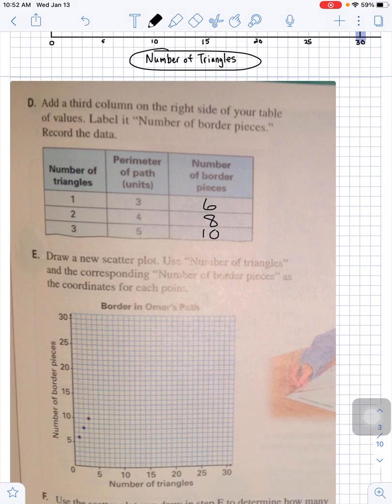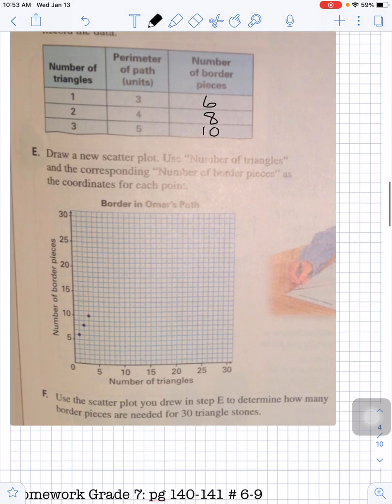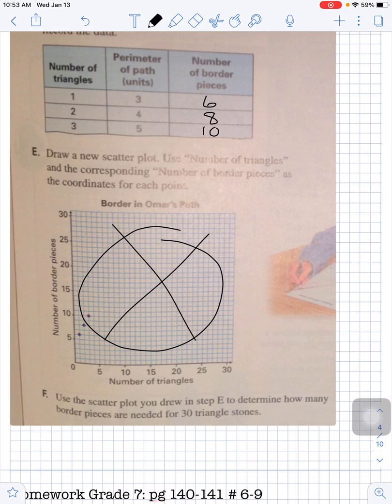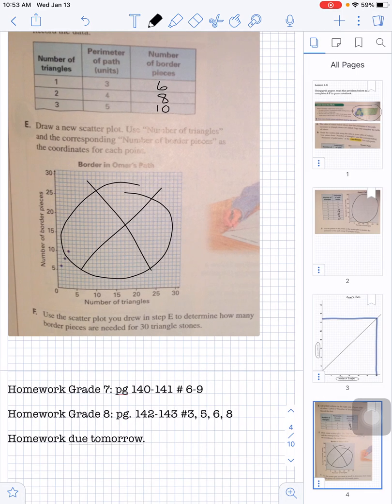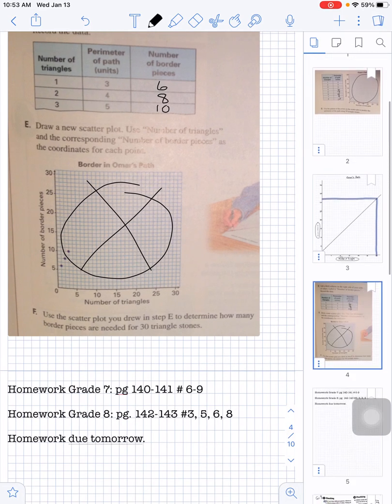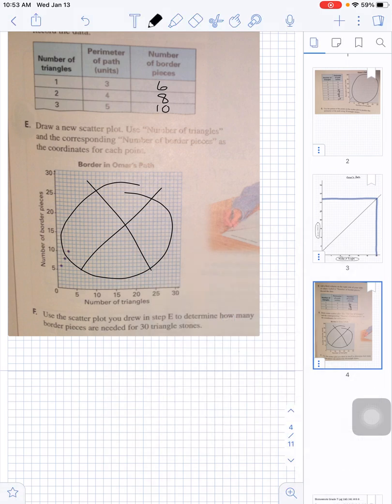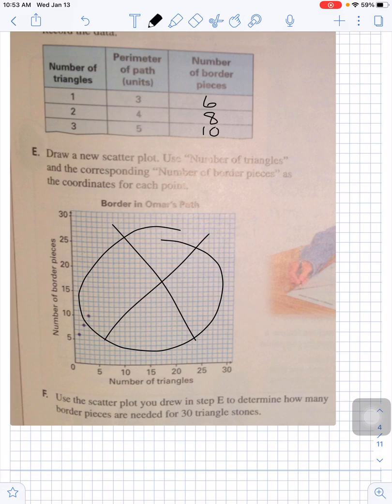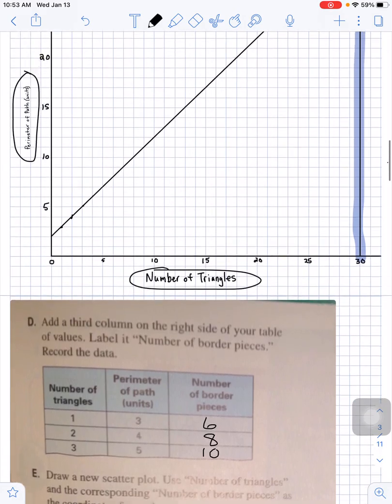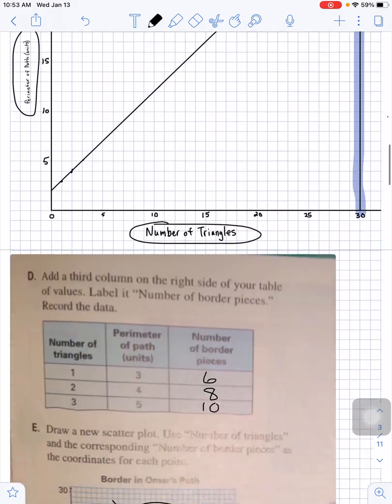So I'm going to leave this with you now on this step. You need to draw a new scatter plot using number of triangles and the corresponding number of border pieces as the coordinates for each point. I would not recommend using this. Add a page, so you can do that by tapping the 3 buttons down here and add page. And then you've got the grid paper there. Make yourself another graph like mine for yours.